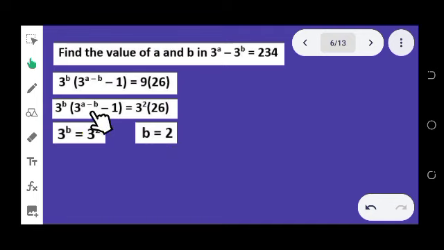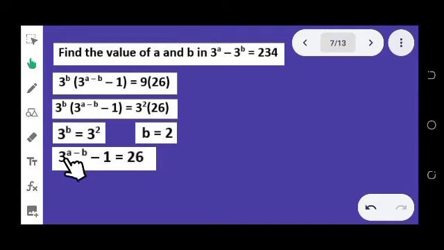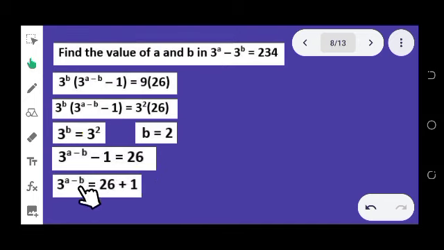Now, on the other hand, 3 raised to the power of a minus b minus 1 is equal to the other factor, which is 26. That's why we have 3 raised to the power of a minus b minus 1 equals 26. Transpose 1 to the right side, we have 3 raised to the power of a minus b equals 26 plus 1. That becomes 3 raised to the power of a minus b equals 27.